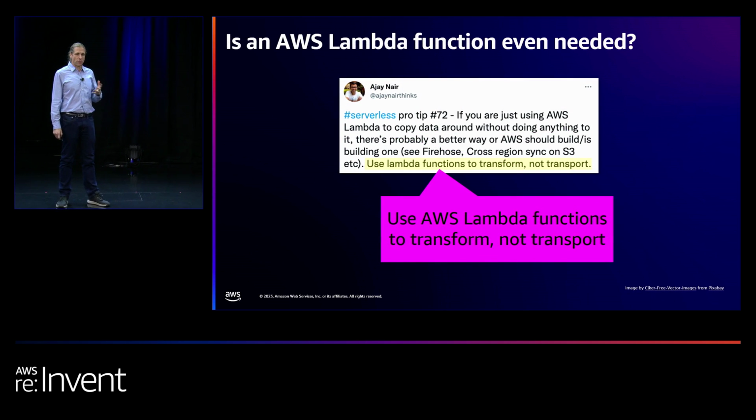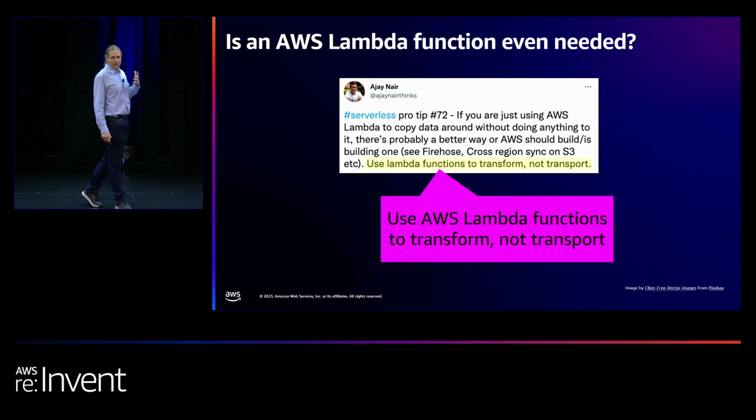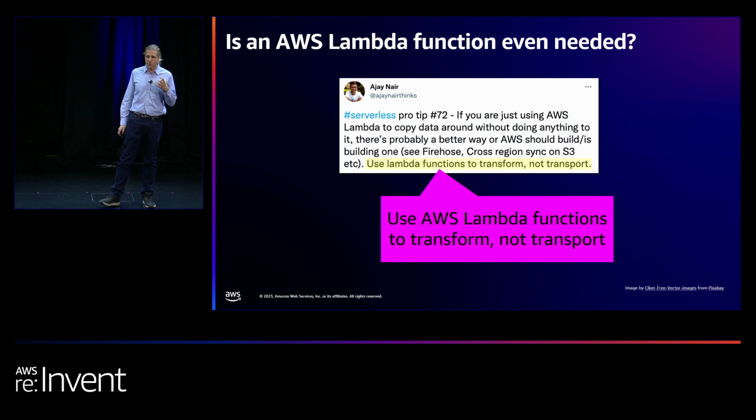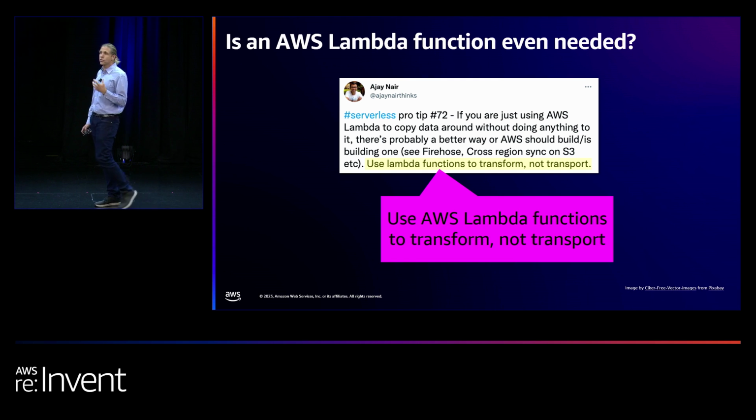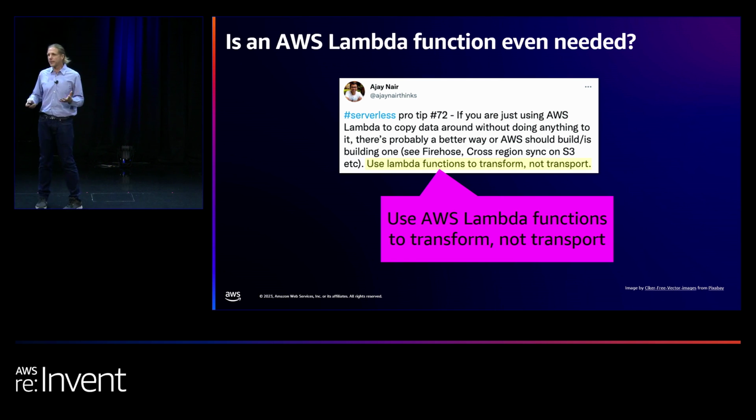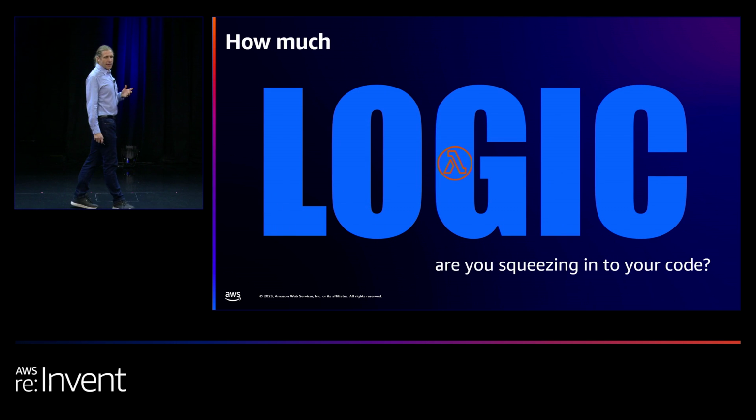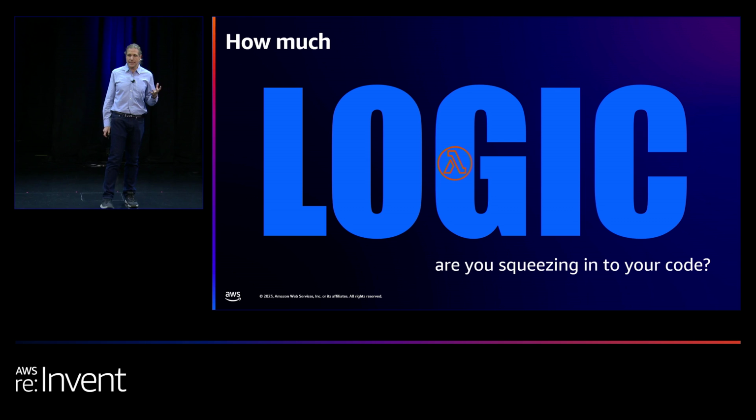And a great quote from one of the fathers of Lambda, Ajay, who says, you must use Lambda when you need to transform data, not just to transport data. If you're just copying data around, well, of course, there are going to be other ways to do that. And another thing to think about is how much logic you're then squeezing into your code.